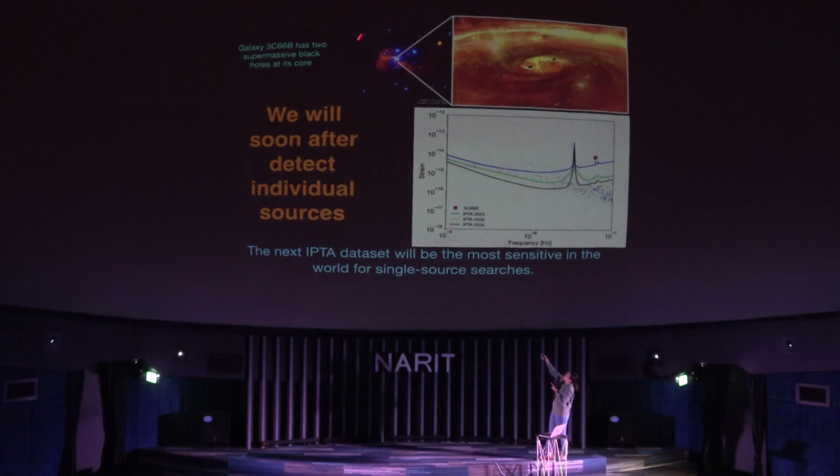So this is a galaxy called 3C66B. This is a radio optical image, and it has these jets. And from looking at the motion of these jets around the galaxy, we think there are two very massive black holes at the core that we should be able to see in our pulsar timing data. And here's this guy right here, this 3C66B galaxy.